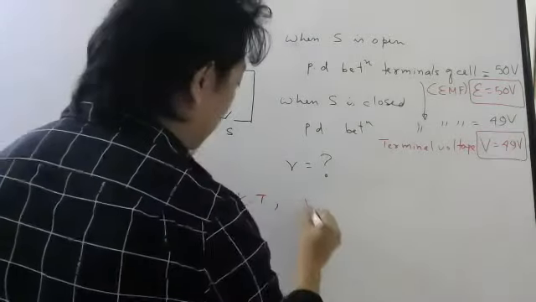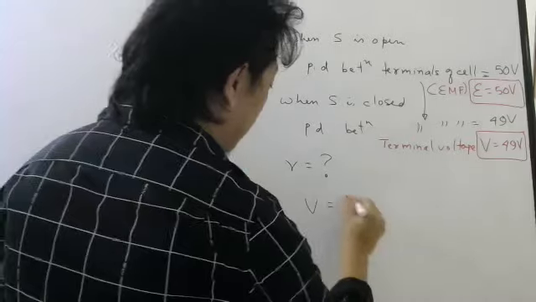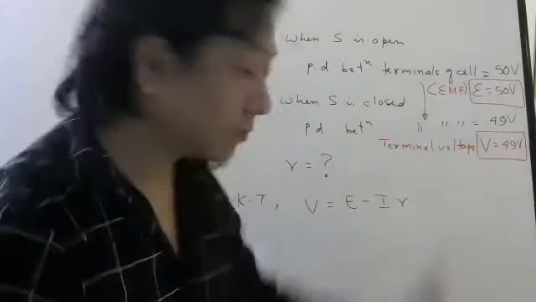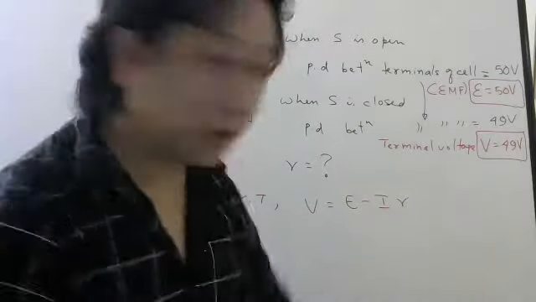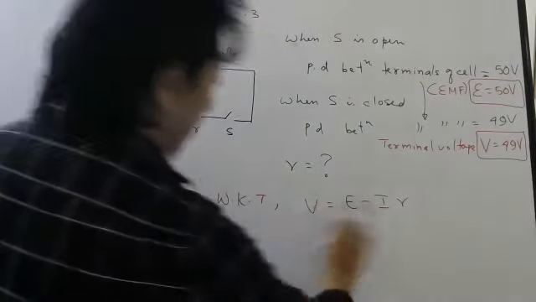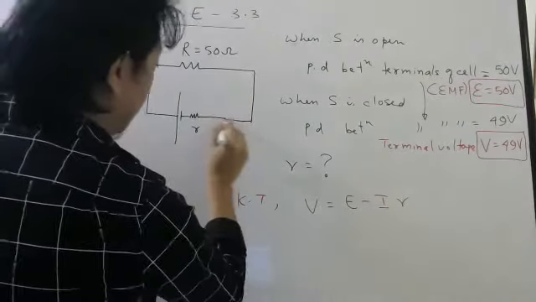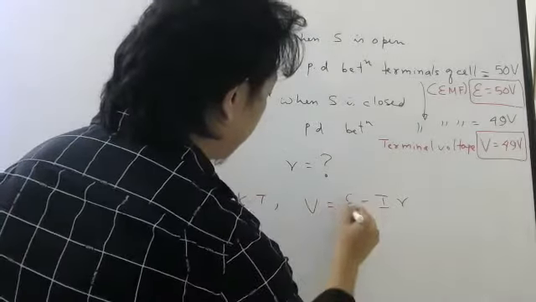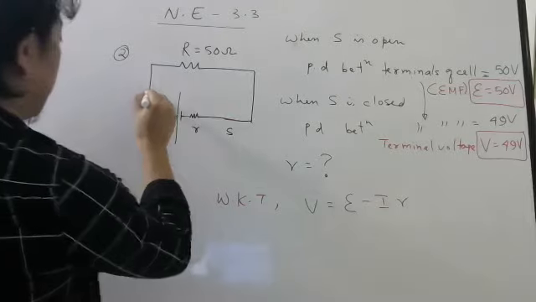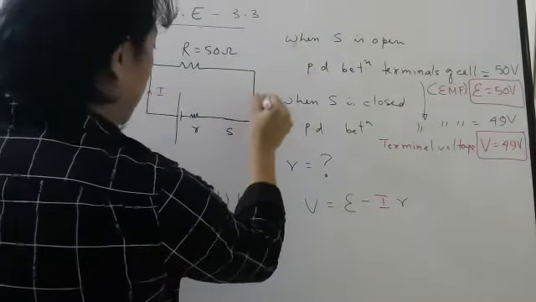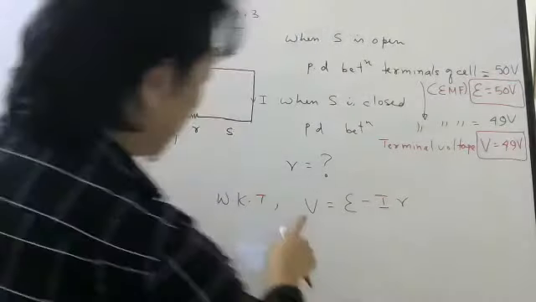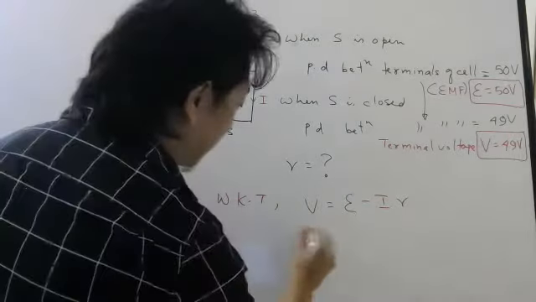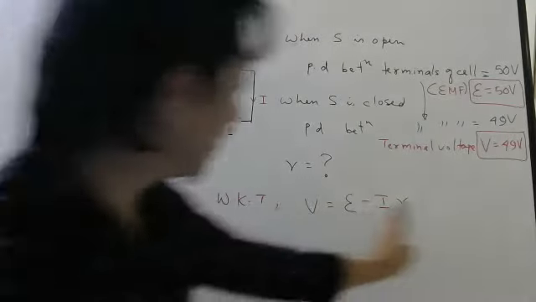We know one formula, V equals E minus I into small r. Right? This formula we all know. Now, this is used when the circuit is closed. So this is your terminal voltage, this is your EMF, this is the current in the circuit once it is closed, and this is the internal resistance. What is V? Potential difference, which I can also write later. But first you see this equation.